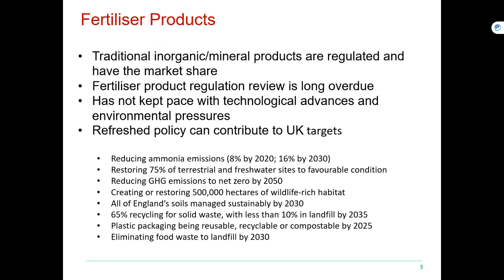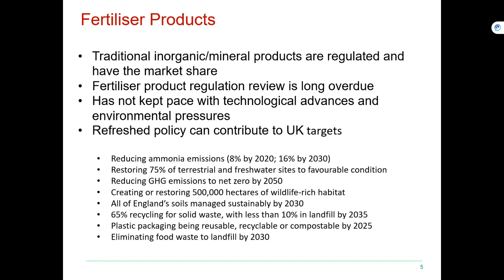We have to reduce ammonia emissions by 8% by 2020 and 16% by 2030. We have to restore terrestrial and freshwater sites to favourable conditions. We're keen on reducing greenhouse gas emissions. In fact, we have some quite tight targets. We need to reach net zero by 2050. We need to create and restore 500,000 hectares of wildlife-rich habitats. All of England's soils need to be managed sustainably by 2030.